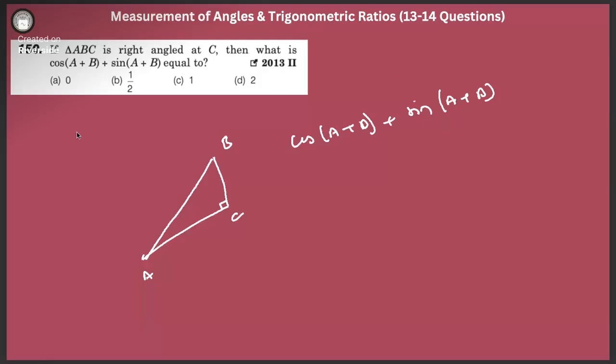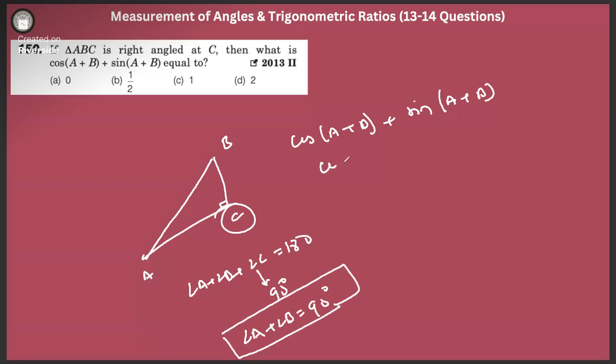What is sine A plus B here? So the triangle, all the three angles add to 180 degrees. It's a right angle at C. That means angle C is 90 degrees. That means angle A plus angle B is equal to 90 degrees. So cos 90 plus sine 90, right? Cos 90 is 0. Sine 90 is 1. That is why we'll have 1 as the answer to this particular question.